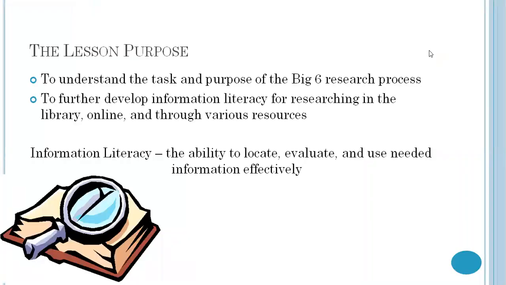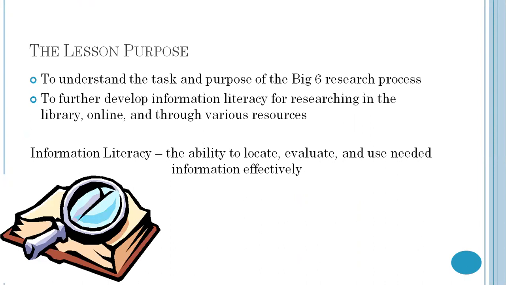So the purpose of this lesson is so that you can understand the task and purpose of each of the Big Six research processes, so that when you go in the library to begin your research, you will know how to begin. And another purpose of this lesson is to help you further develop information literacy for researching in the library, online, or through various other resources.